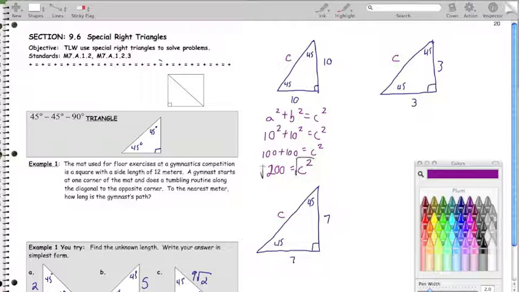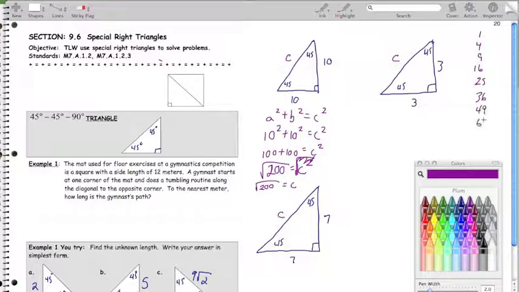Now we want to get the square root. Those cancel. C comes down. I get the square root of 200. Now for these problems, I could put that in my calculator and get an answer, but instead what I want to do is just break it down to the simplest form. So that's where we break it down into our perfect squares.